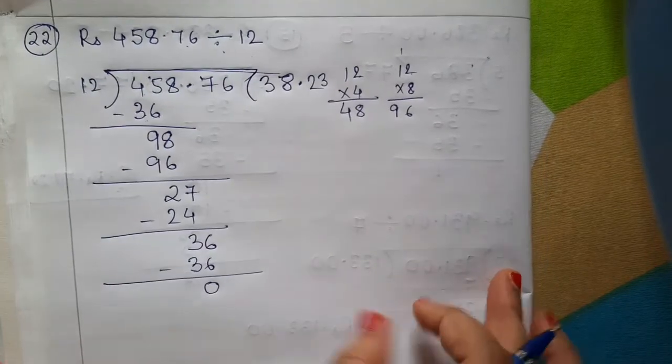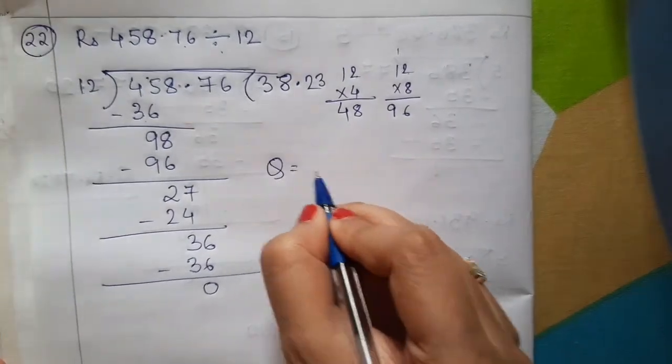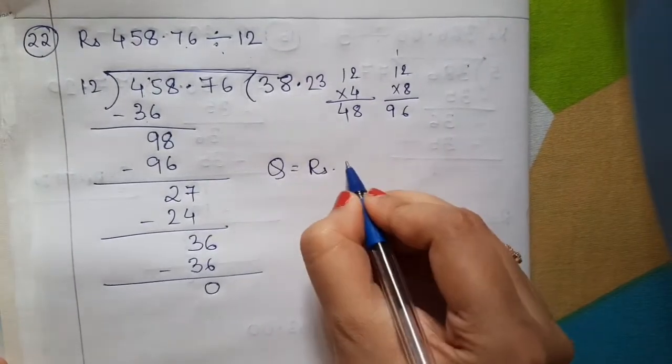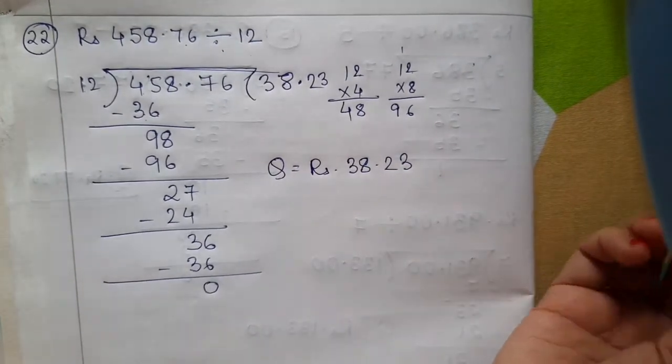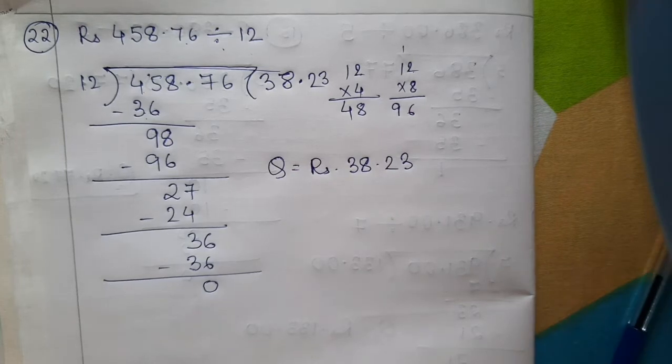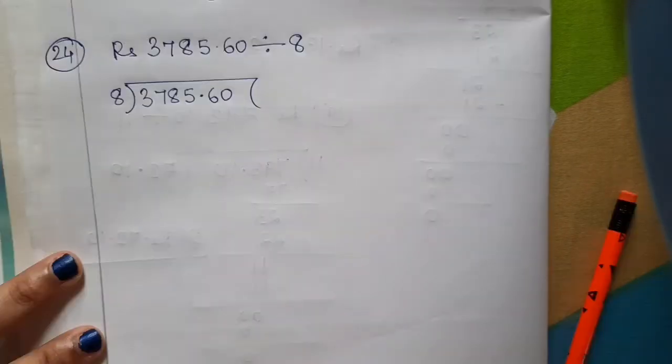Alright. So our quotient becomes rupees 38.23. This becomes our quotient. Easy, isn't it? Now let's solve another question.